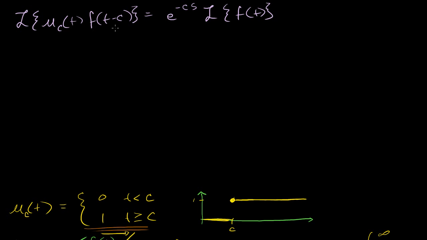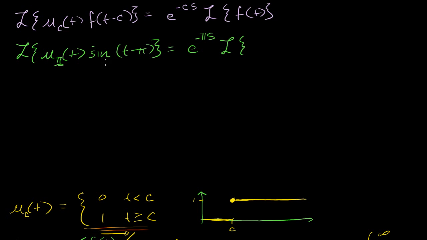And if this seems like some Byzantine, hard to understand result, we can apply it. So let's say, this is what I was doing right before the pen tablet started malfunctioning, we want to take the Laplace transform of the unit step function that goes to 1 at pi, times the sine function shifted by pi to the right. We know that this is going to be equal to e to the minus cs. c is pi in this case, so minus pi s, times the Laplace transform of the unshifted function. So in this case, it's the Laplace transform of sine of t. And we know what the Laplace transform of sine of t is. It's just 1 over s squared plus 1.